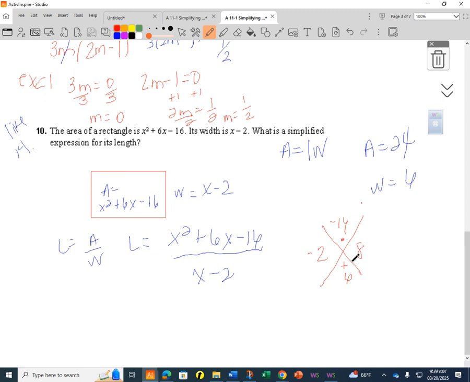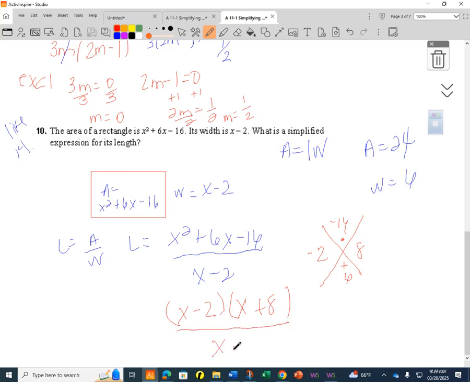This is review, so I'm going through it kind of fast. So our numerator factors into x times x. That's how we get our x squared. Negative 2 means minus 2. Positive 8 means plus 8.